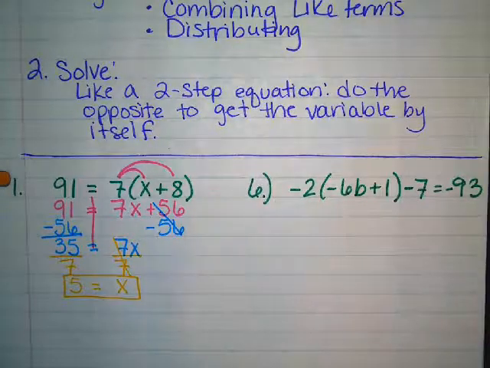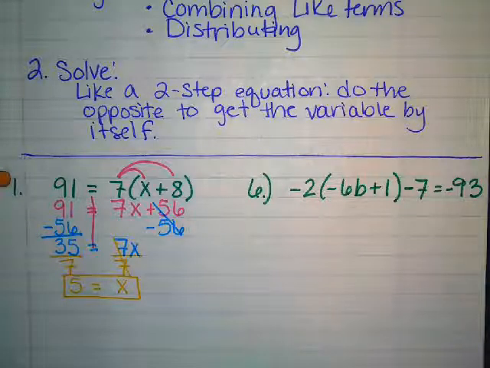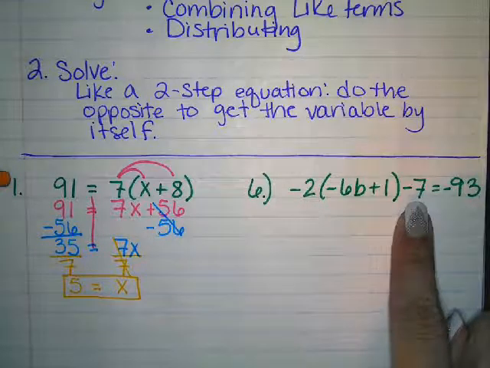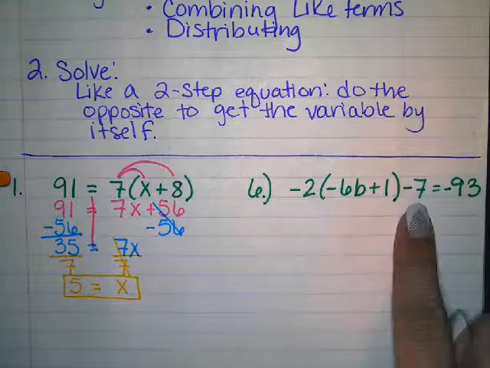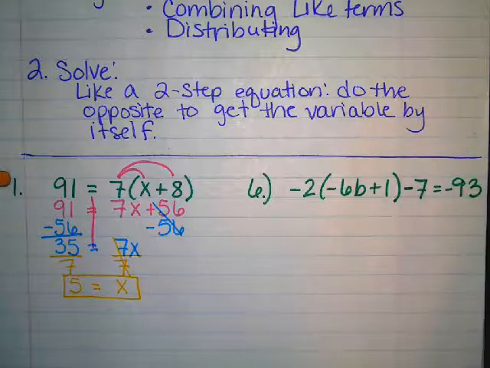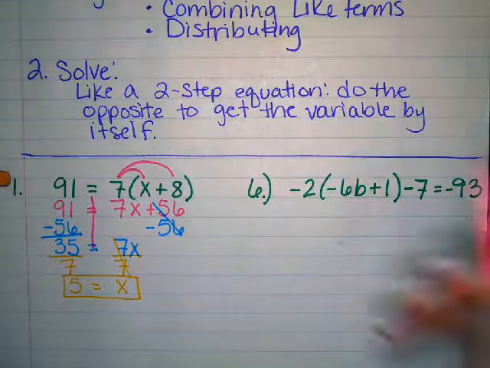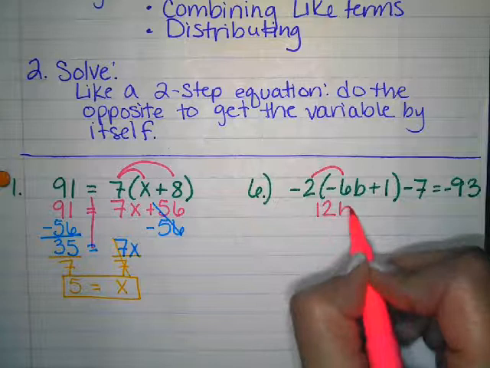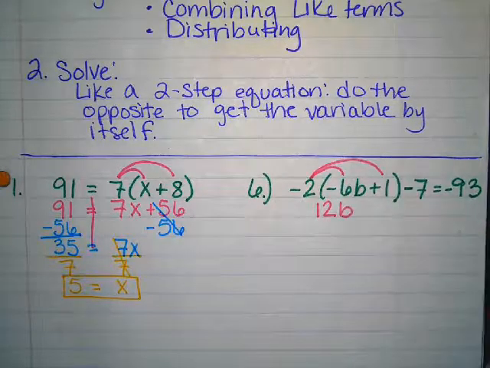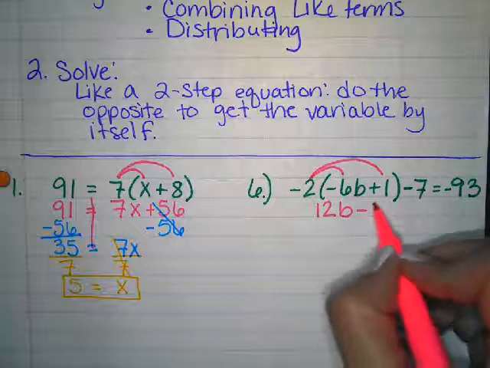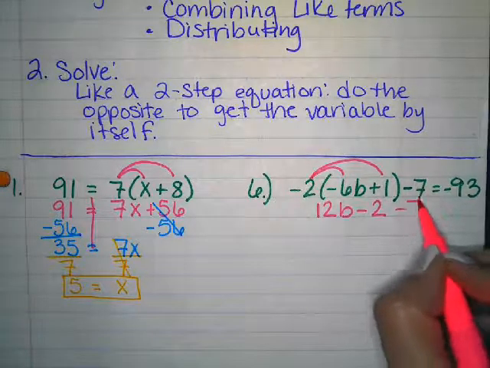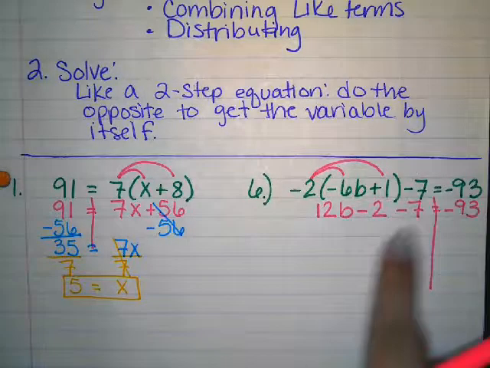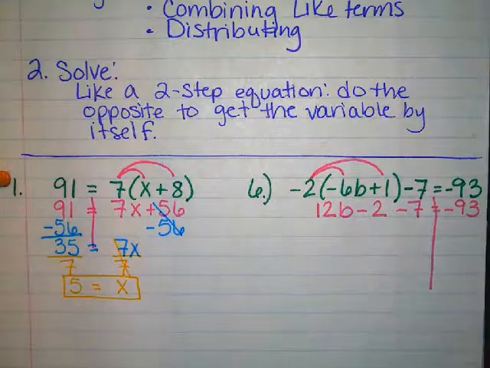So again, we're looking to see if we can combine like terms or we can distribute. Now I have this minus 7 here, but as of right now, there's no way that I can combine that until I distribute. So I'm going to distribute first. So negative 2 times negative 6b gives me a positive 12b. Negative 2 times a 1 gives me negative 2. And then everything else I bring down. So negative 7 is equal to negative 93. This is my balancing point. So all we were doing is simplifying this one side of the equation.